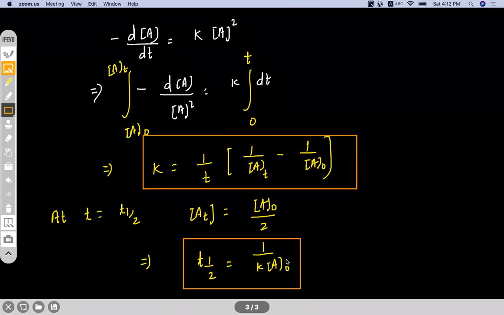More value of A you get, lesser will be the half-life. Okay, so T half here for a second order reaction is inversely proportional to the initial concentration.